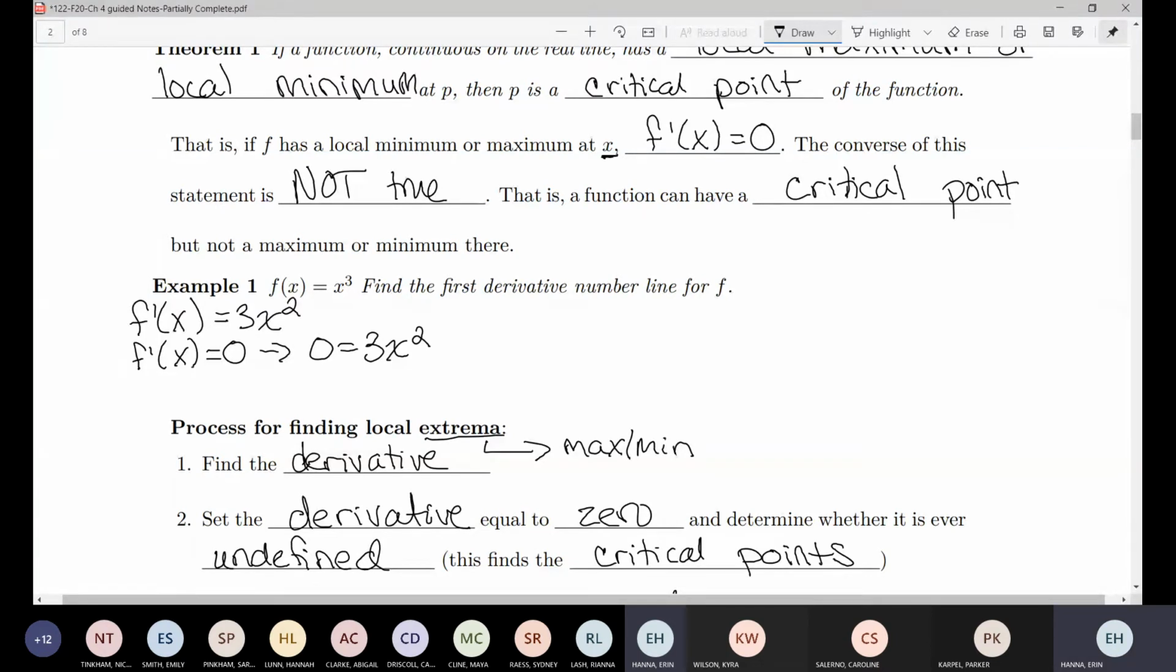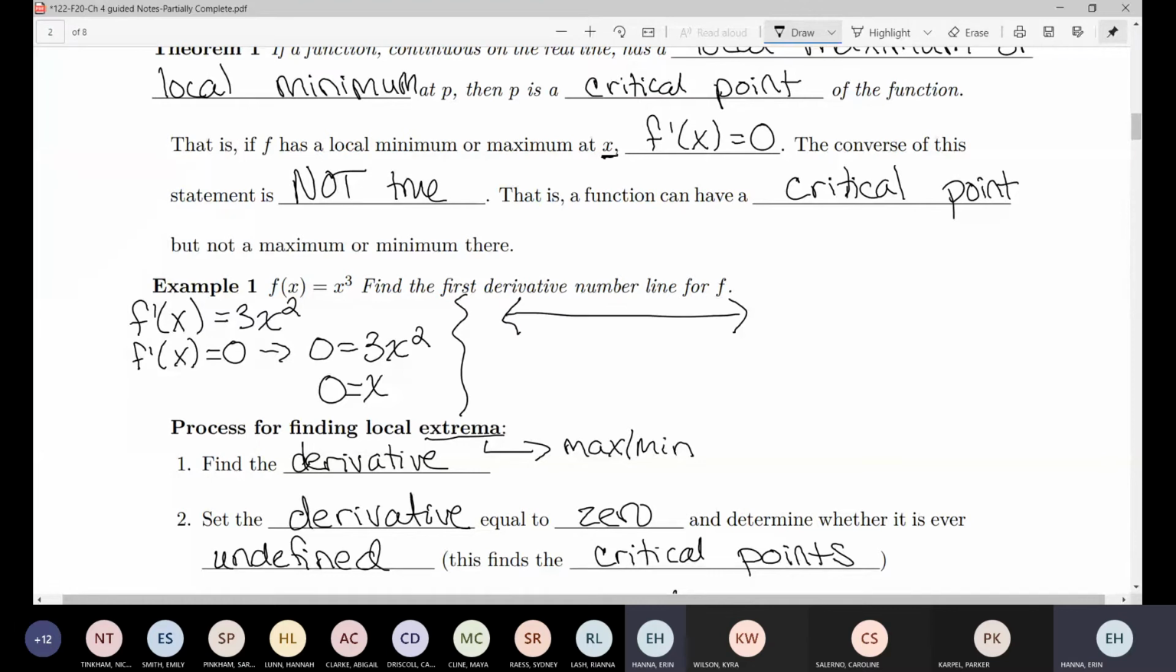So hopefully your algebra is up to snuff. If we divide both sides by 3 and then take the square root, we would get x equals 0. I don't have a lot of space to write all that, so hopefully y'all just follow that. So I don't have any denominators in that derivative, so I don't need to care about undefined. This is going to be my only critical point.